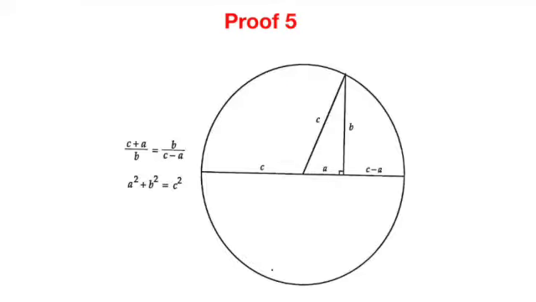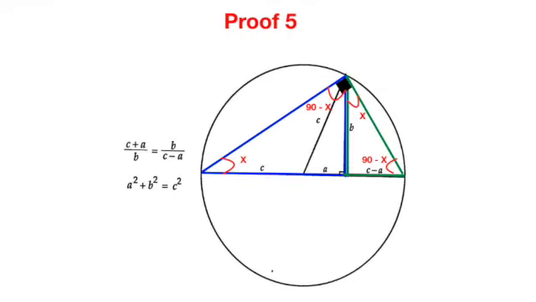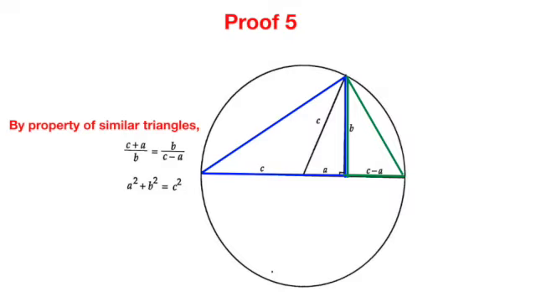Finally, we are at the 5th and final proof. We have a circle with radius c, and a right angle triangle with sides a, b, and c for the hypotenuse. Any triangle subtended by the semicircle would be a right angle triangle, and this allows us to deduce, through angle chasing, that the green and blue right angle triangles in the diagram are similar triangles. We can then use the proportionality of lengths of similar triangles to deduce the relationship a square plus b square equals c square, which is what we wanted.